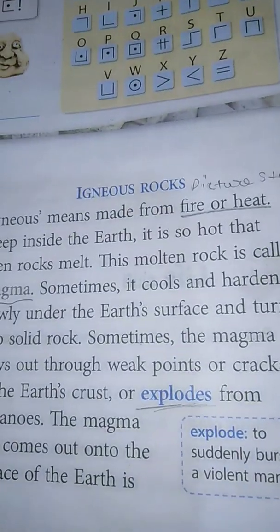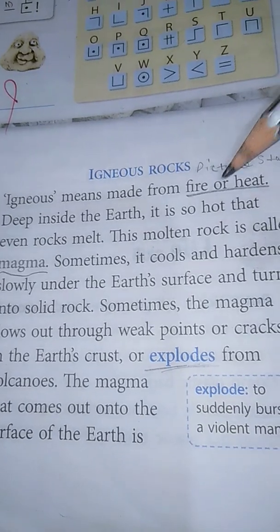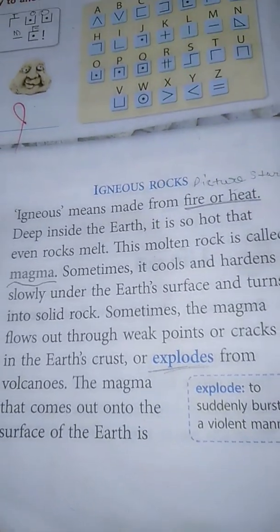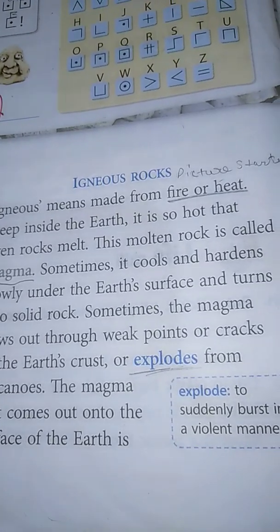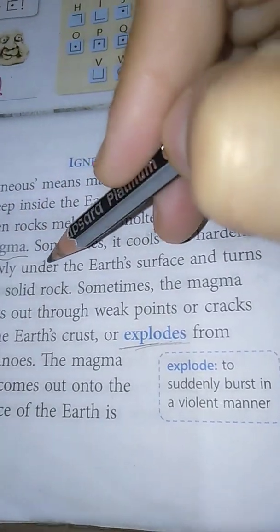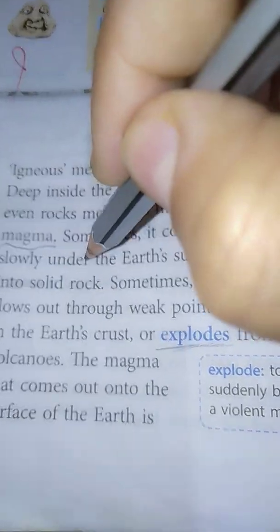Now first type is igneous rocks. Igneous means it is made from fire or heat. Now deep inside the earth it is very hot, and due to the heat inside the earth the rocks melt, and this molten rock is called magma. The molten rock inside the earth is called magma.